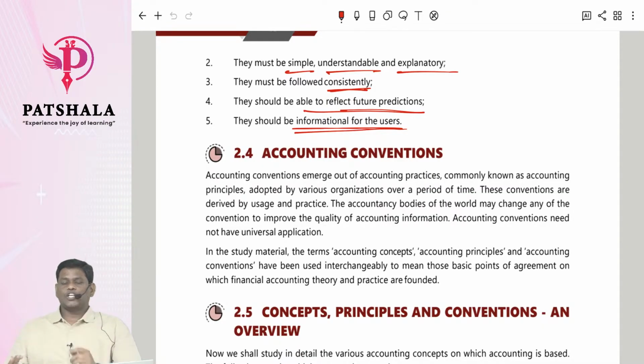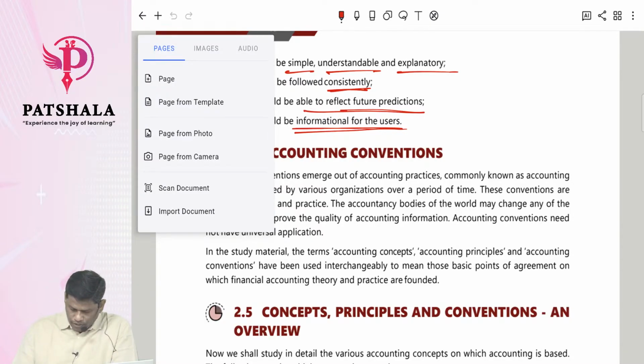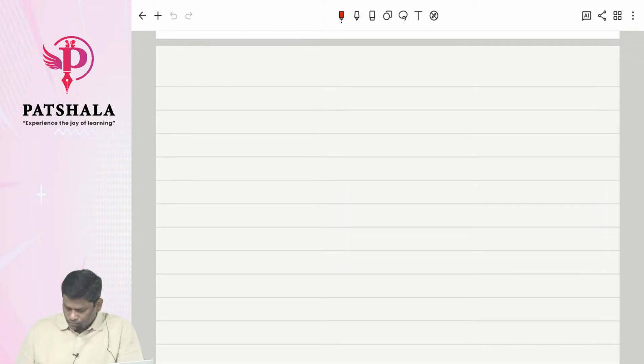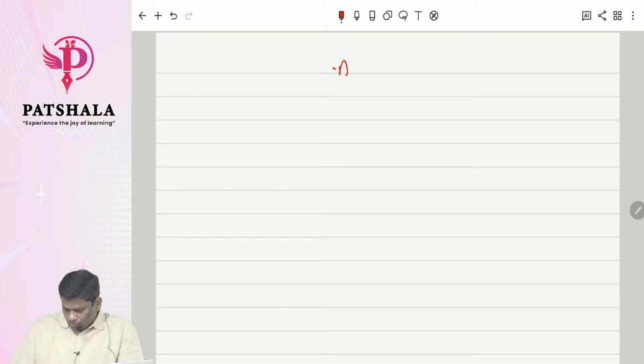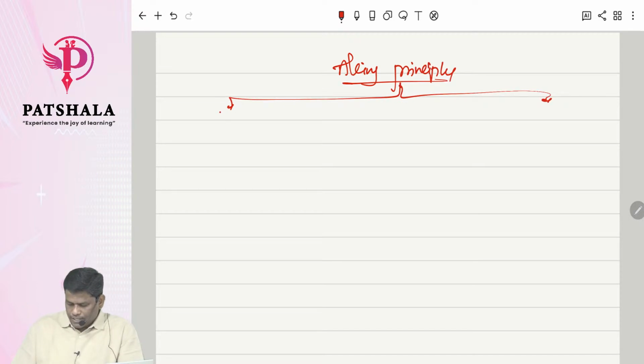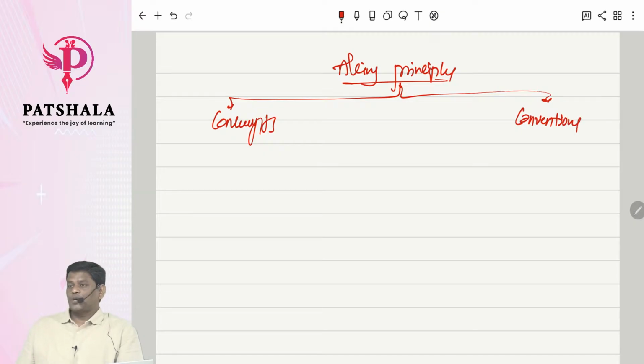So this is the introduction to your accounting principles, concepts and conventions. Accounting principles are broadly categorized into two types. One is accounting concepts. Second one is accounting conventions.